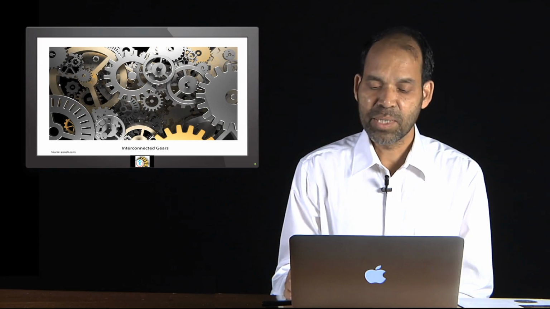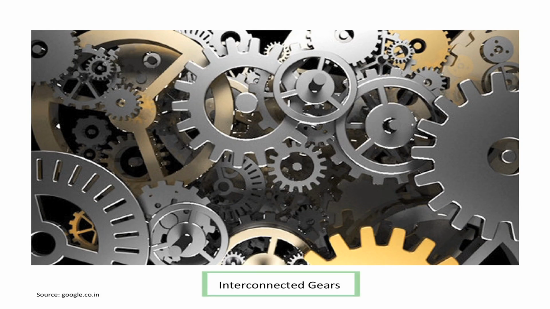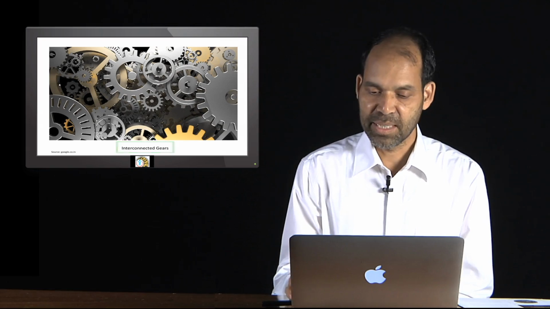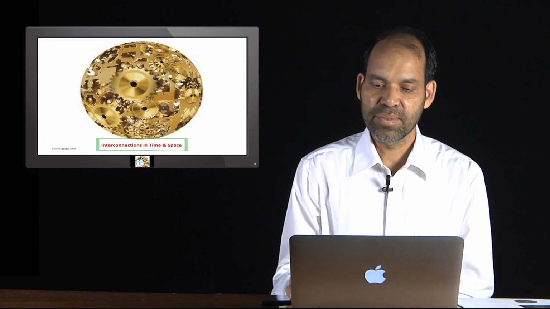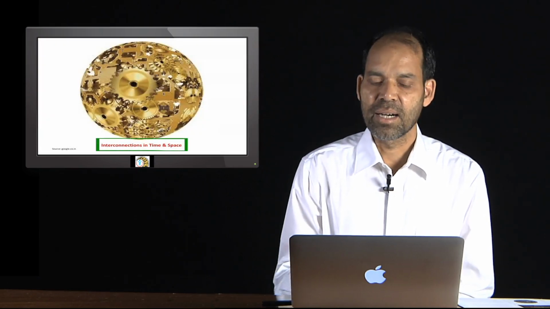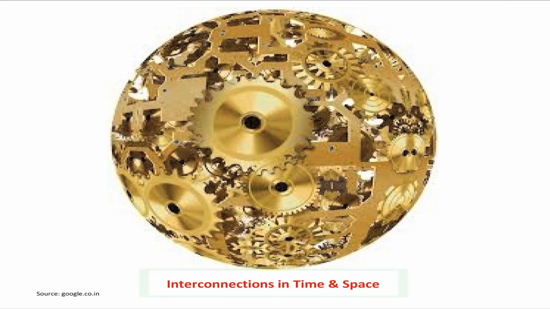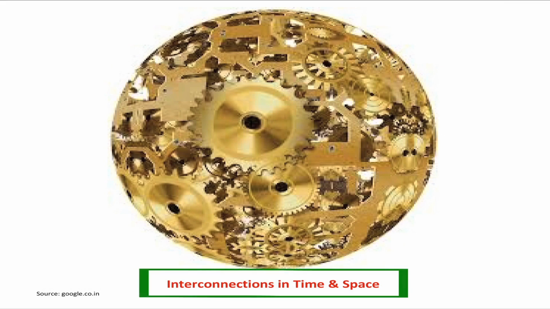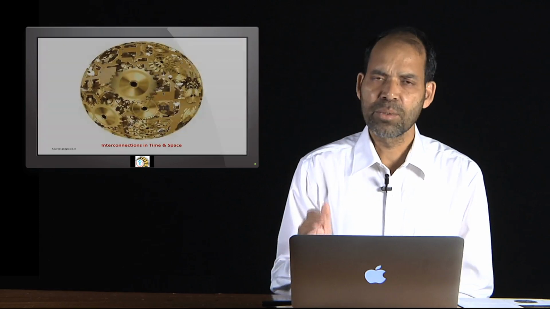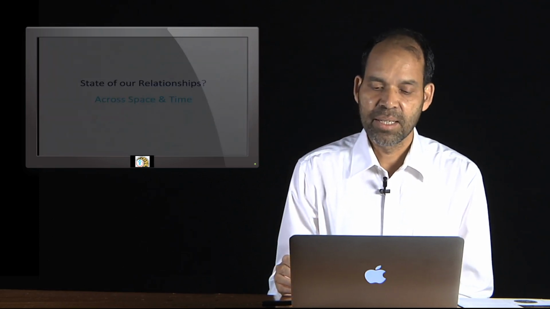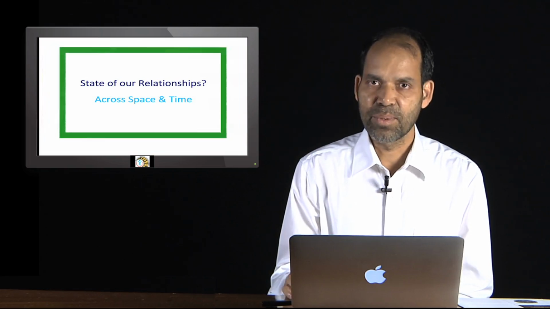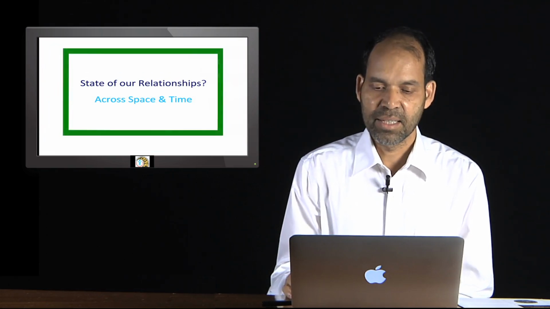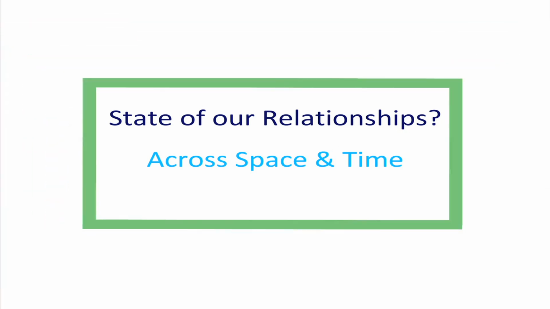But the reality could be much more complex, and you can see as in this interconnected gears the depth of interconnection that we have in the society. And in actual reality of our society, it could be a high level of interconnections across time and space, as you can see here in this slide. But what is our state of relationship across space and time as of today? We can see these few slides to understand the interconnections and the state of relationships that we have today.